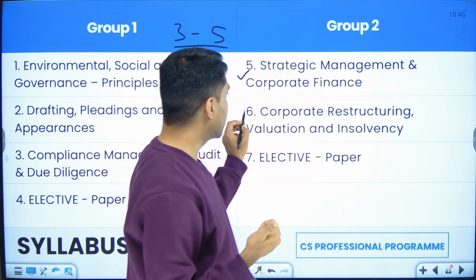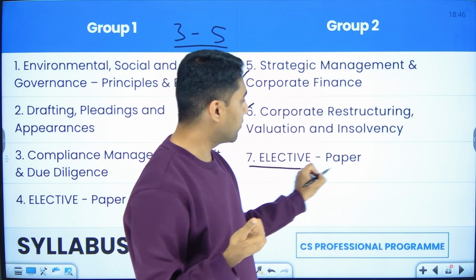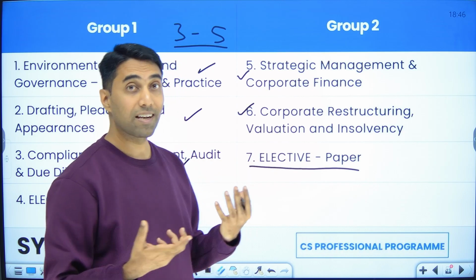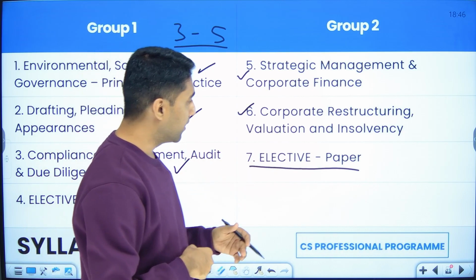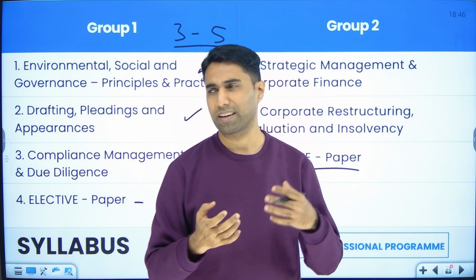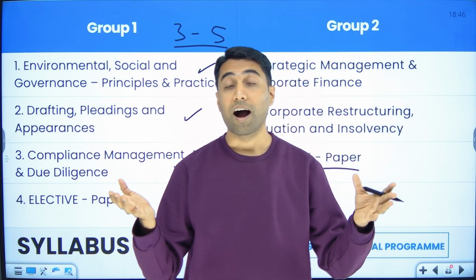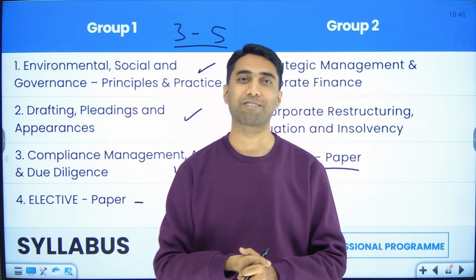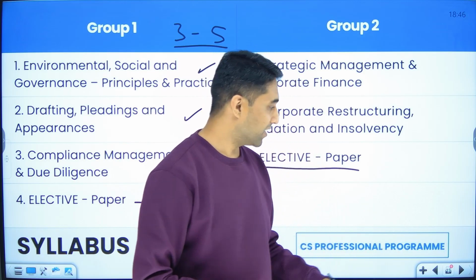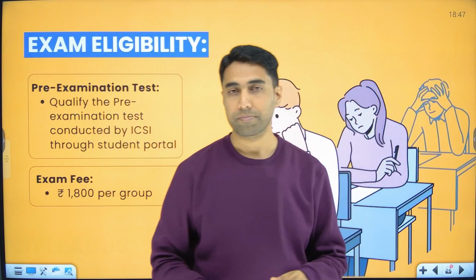Then strategic management, corporate restructuring, again you have an elective paper. So you can select which you want. You can elect that paper and write. So you have labor law, CSR, taxation, and artificial intelligence is one of the electives. If you want, you can take it, right? So these are the options which you have.